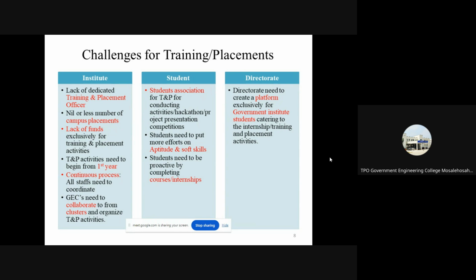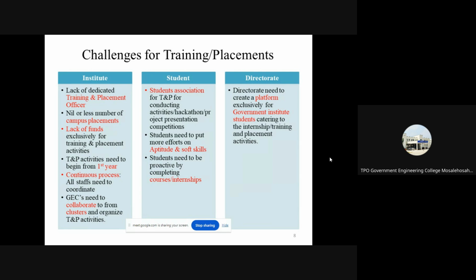And training and placement activities need to begin from the first year. This is what the private colleges do. We are not able to do that. Why? Because we have a lack of faculty members, and one person cannot take care of all the activities from the first year to the fourth year. But actually that is required. You cannot expect students to come in the 7th sem, have the training and placement, and the very next moment be ready for the placements. Not possible. It is a continuous process. It should happen from the first year all the way up to the 8th semester. Institutes have to take care of this.